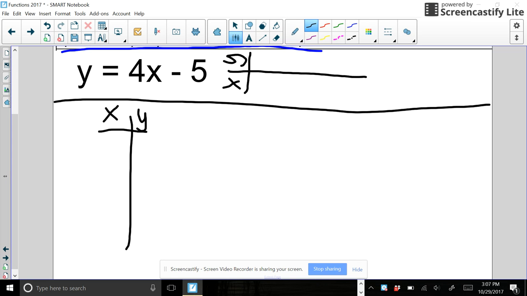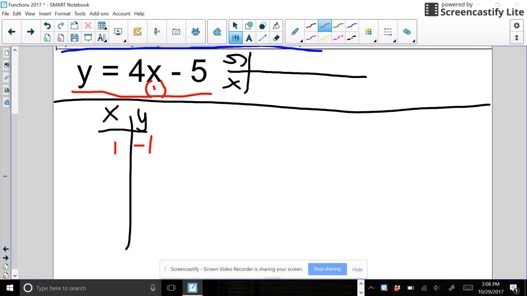So what kind of X's can we pick? We could probably pick, let's just pick 1. That's nice and easy to plug in. So we're going to plug in 1 for X. So that means Y equals 4 times 1 minus 5. So 4 times 1 is 4, minus 5 is -1. There's one of our ordered pairs we can get out of this equation.